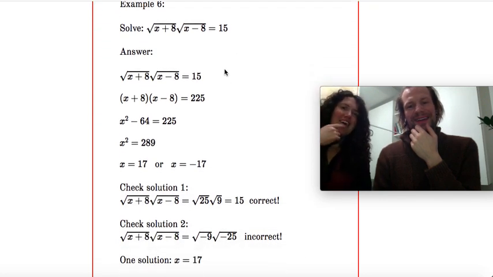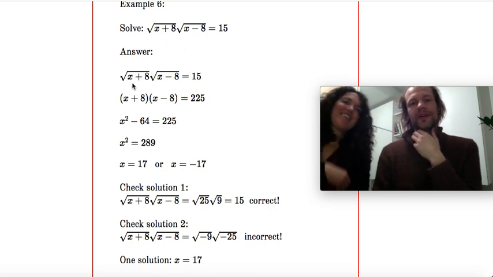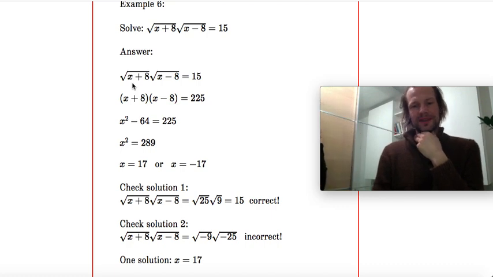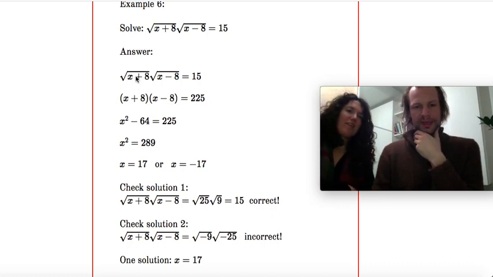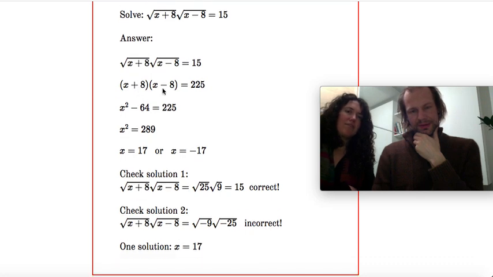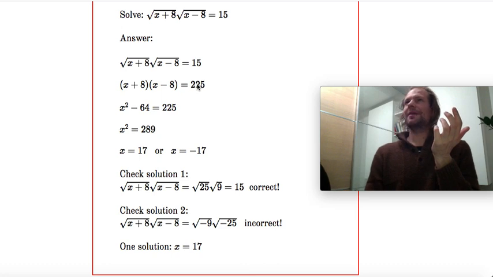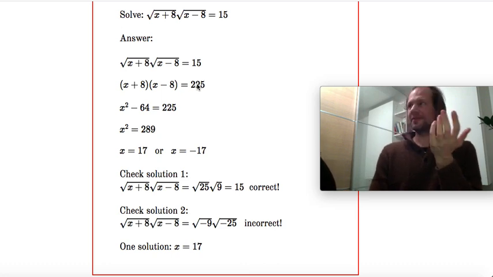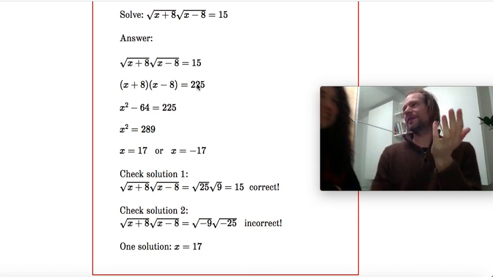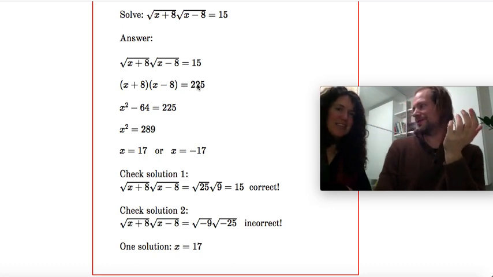I start to like it. And now? What do we do? With square root of x plus 8 times square root of x minus 8 is 15. I would say square everything again. So then you get x plus 8 as one term, x minus 8 as another term. So you put it in between brackets. Then you square 15. 10 times 15 is 150, plus 5 times 15 is plus 50, plus 25 is 200 plus 25.